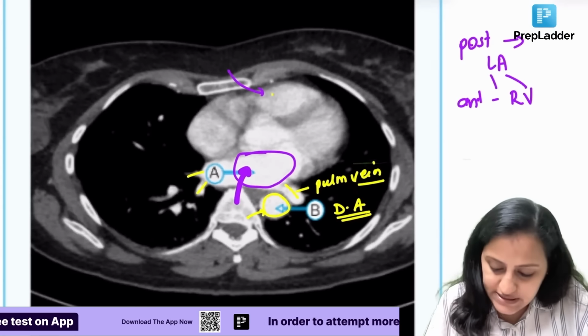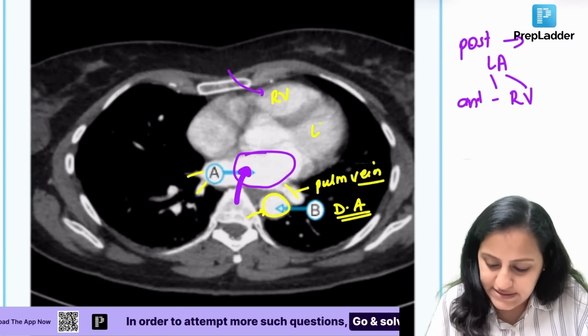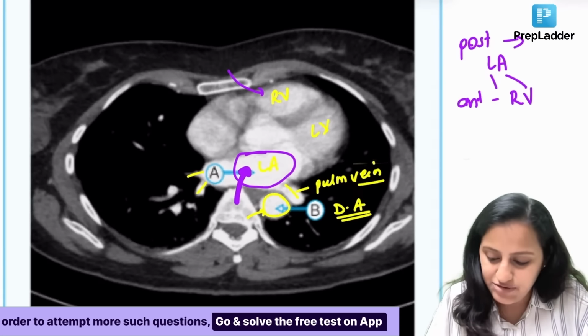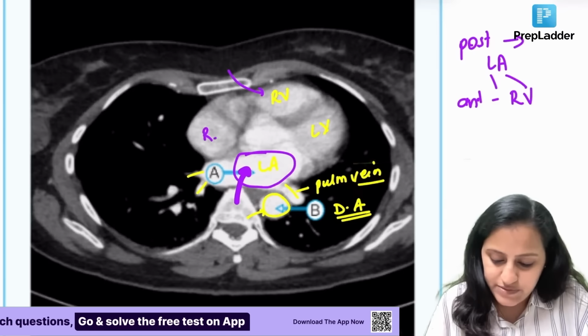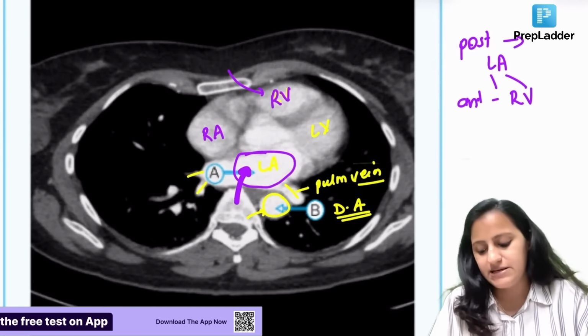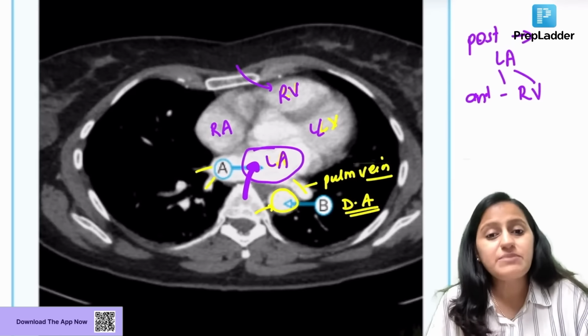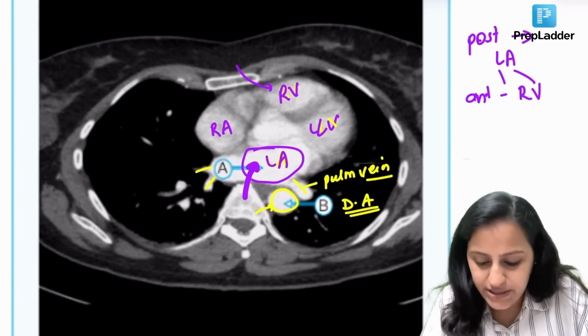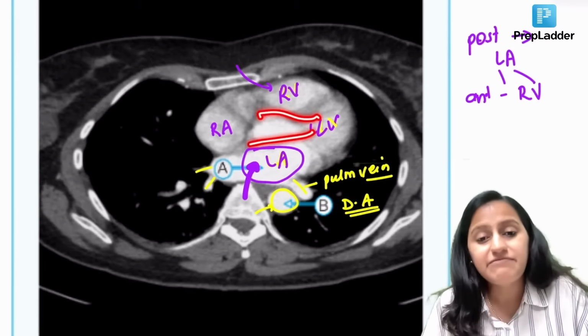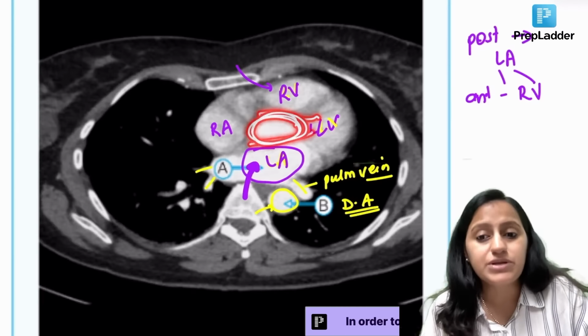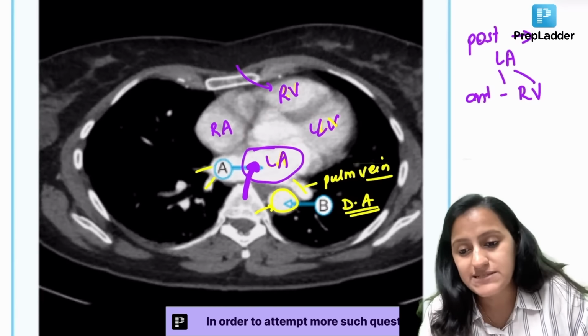So this is going to be right ventricle, this is left ventricle, this is left atrium, and this is going to be right atrium. Is this clear with everyone? The four chambers of the heart, very, very important. Coming from the left ventricle, this is going to be the aorta, right? The aortic root is what you are seeing there.